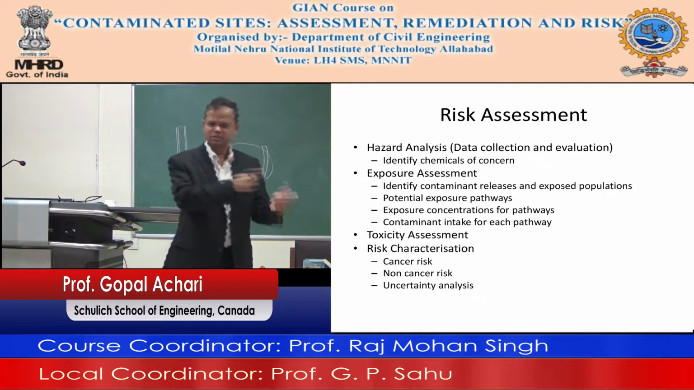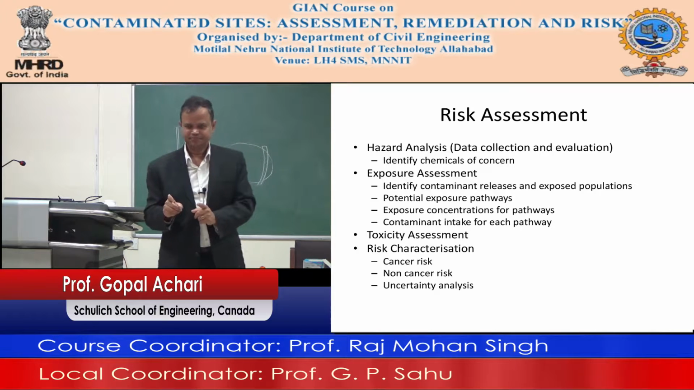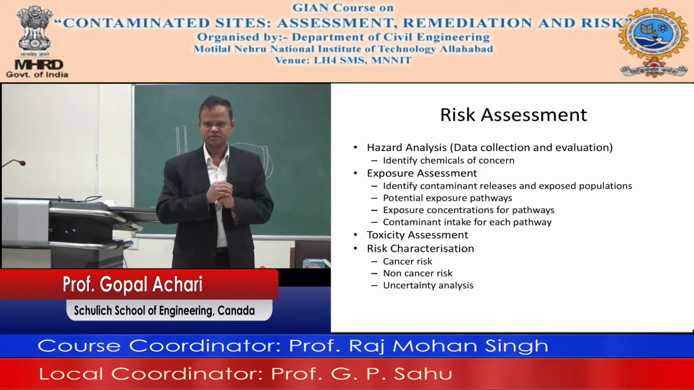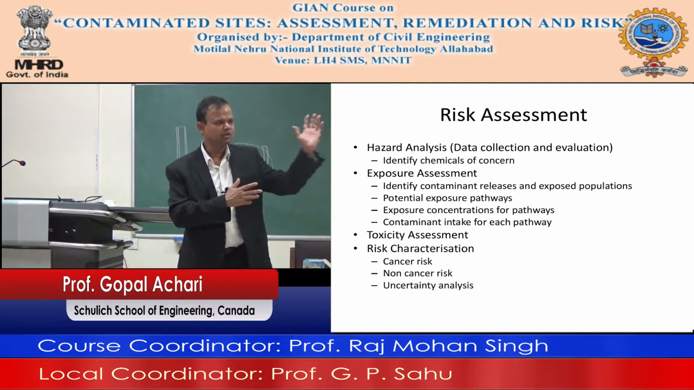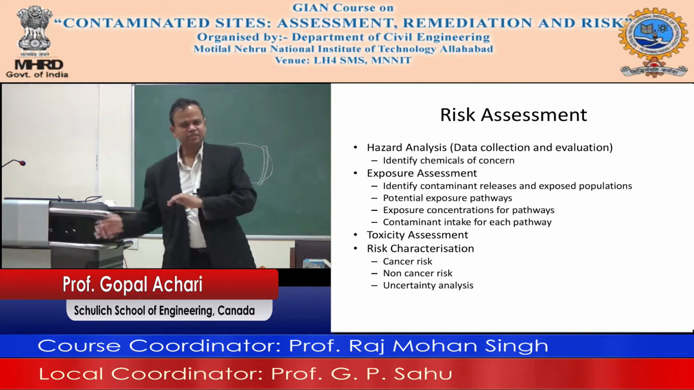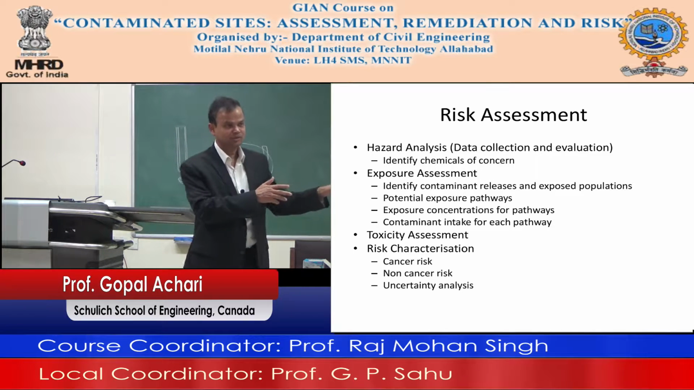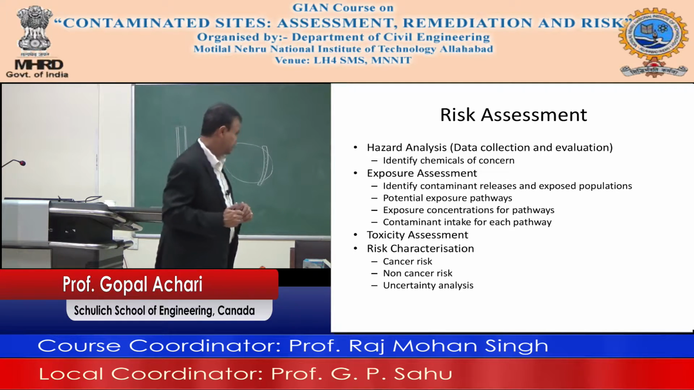Again, source, pathway, receptor. If you intervene in any one of them, your risk drops. Okay, you take the source out, you can have the receptor and the pathway, there is no risk, or you can take the pathway out, or you can take the receptor out. Okay, so that's the first.